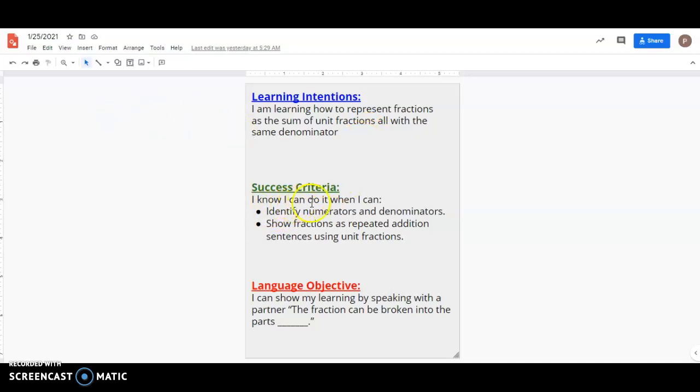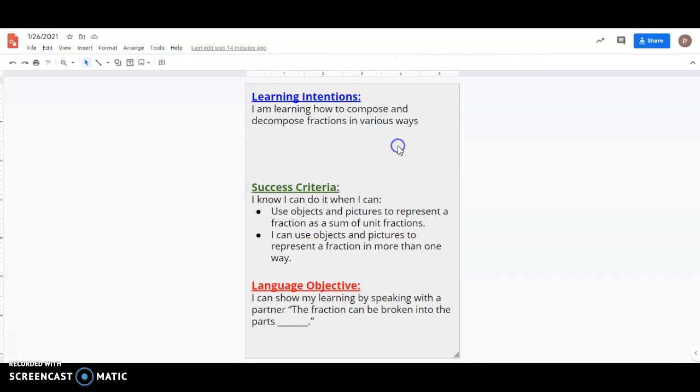And we found out that we can identify numerators, the number on top of a fraction, as the number of pieces we have, and denominators, the number on bottom of a fraction, as the number of pieces that make a whole. And we practiced showing fractions as repeated addition sentences using fractions.